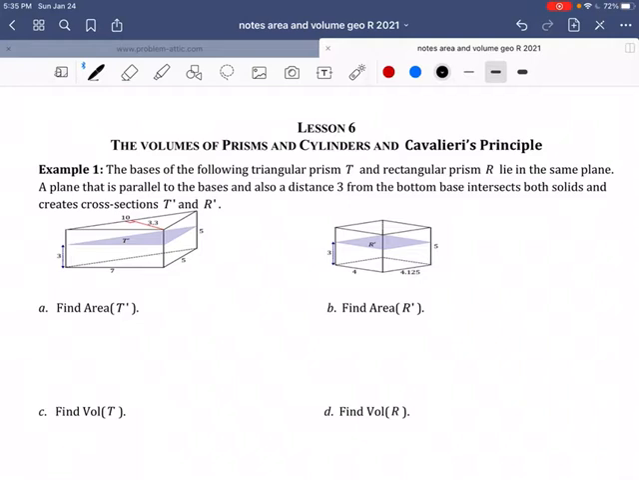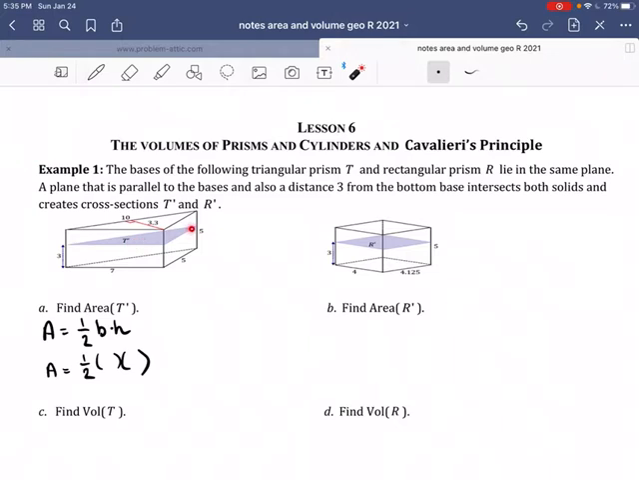So what I'm going to do, ladies and gents, is start with A and C on the left-hand side. The first question is find the area of T'. Well, we know that this is a triangular prism, and so the area of the base is going to be 1/2 base times height. That is just the area formula for a triangle. Now, the area is 1/2 times, well, we got to be careful. What is the base of this triangle? Remember, the base is where it meets a perpendicular with the height of the triangle.